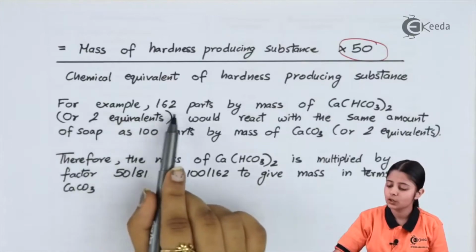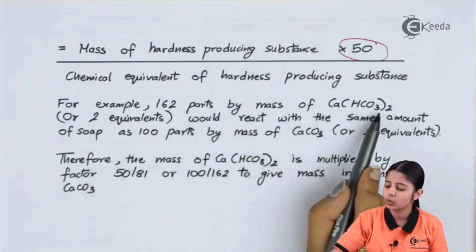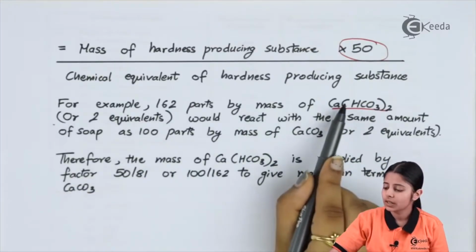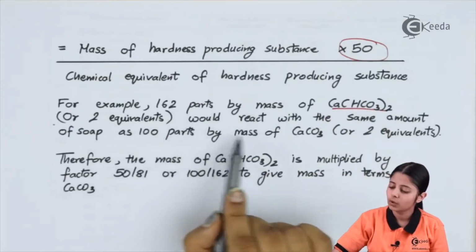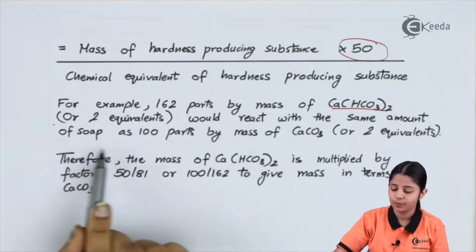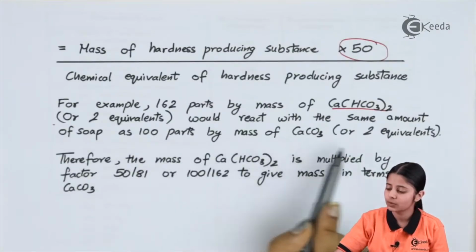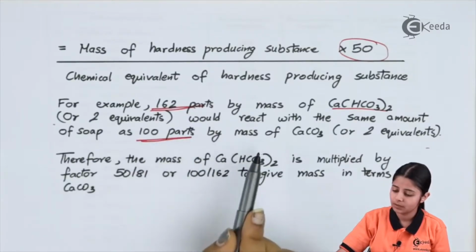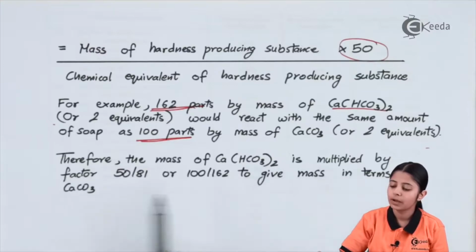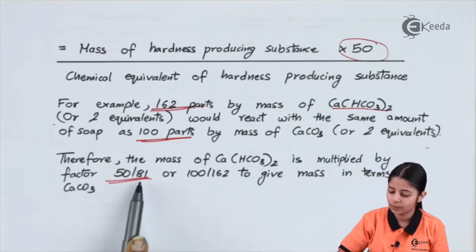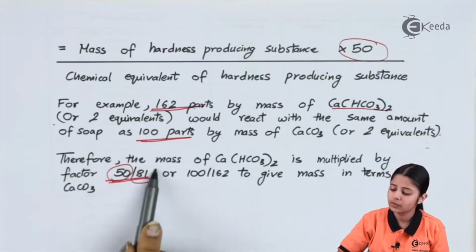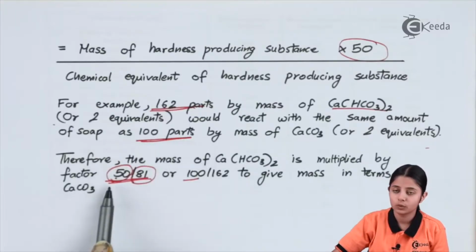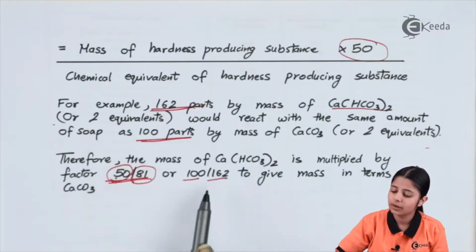For example, 162 parts by mass of Ca(HCO3)2, that is calcium bicarbonate, or 2 equivalents, will react with the same amount of soap as 100 parts by mass of CaCO3 or 2 equivalents. So over here we have been given 162 parts and we have been given 100 parts. And therefore it will be multiplied by a factor of 50 by 81. Now from where did we get this 50 and from where did we get 81? This 50 corresponds to nothing but 100 divided by 2, which is 50, and 162 divided by 2 is 81.